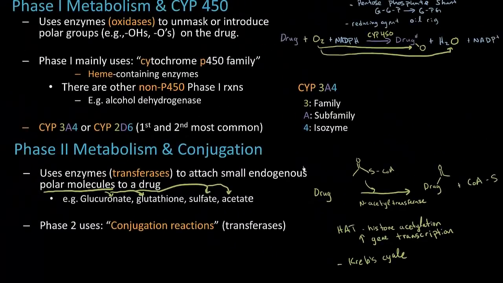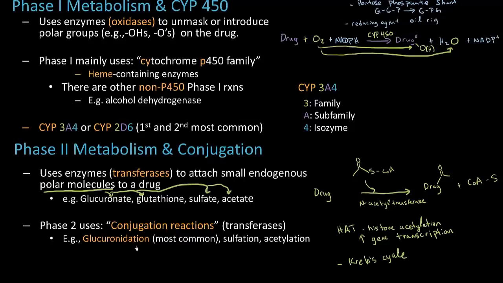So going back, in phase 1, we're using oxygen, and that's a big component of it. Sometimes we see this O bound to it. I should label this. Occasionally we see an OH attached to it as well to make it more polar. Here we are attaching endogenous polar molecules. So what are some examples here? We have glucuronidation. This is the most common phase 2 process that occurs. We also have sulfation and acetylation.